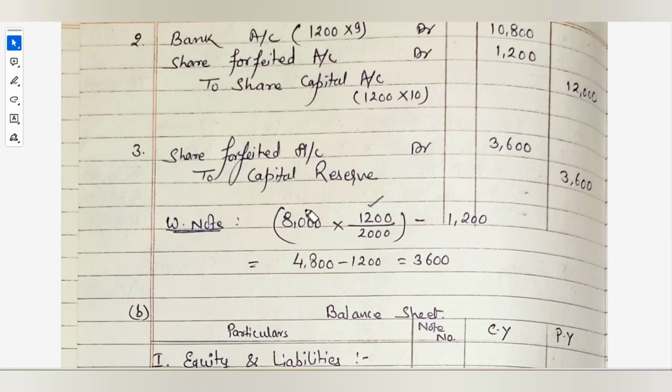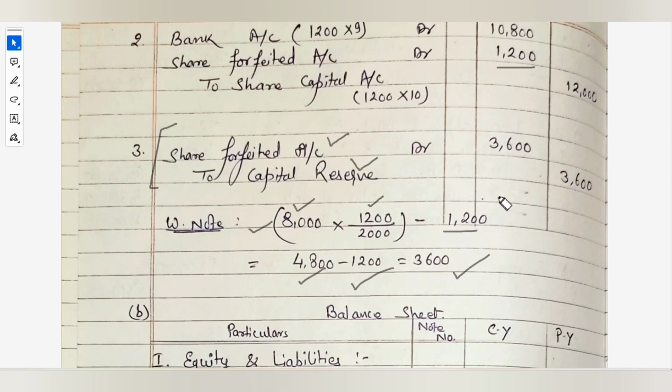So we need to recalculate the amount of credit forfeiture by using this kind of formula, that 8,000 is the amount of credit forfeiture multiplied by number of shares reissued divided by number of shares forfeited. In this way, we can calculate the proportionate amount of reissued shares in the share forfeited account, and then minus the debit forfeited balance, that is rupees 1200 in the entry of reissue. That means 4800 minus 1200 is equal to 3600. So the entry for capital reserve is always share forfeited account debit to capital reserve.